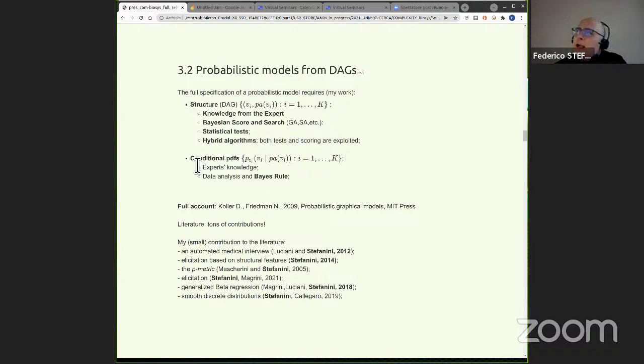Well, anyway, after defining the DAG, we need conditional probability density functions, eventually discrete density functions. And so for each node, let's say node Vi, we have the probability of node Vi conditioned on the parents of Vi. And once more, expert knowledge is very important, and some data analysis based on experimental or observational studies is useful. And we want to use Bayes' rule for updating our information. I understand this is a very brief sketch. A full account of the approach can be found in Koller and Friedman, Probabilistic Graphical Models. I did not even try to cite all the literature. Tons of contributions are too much to describe.